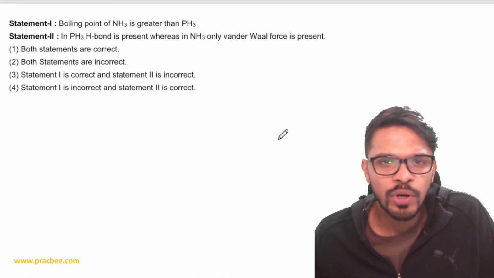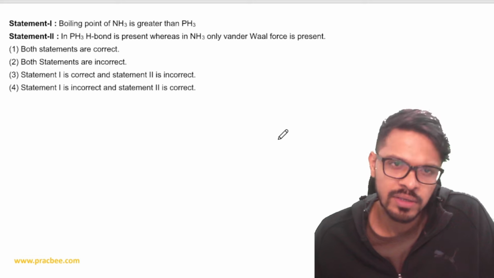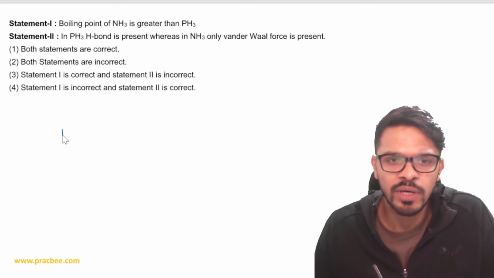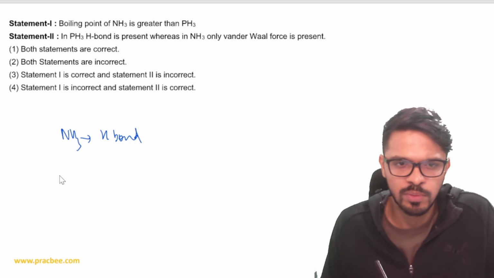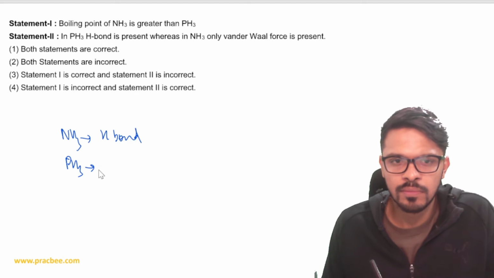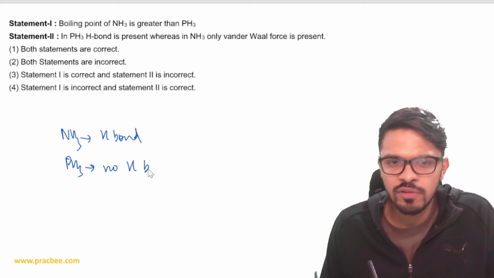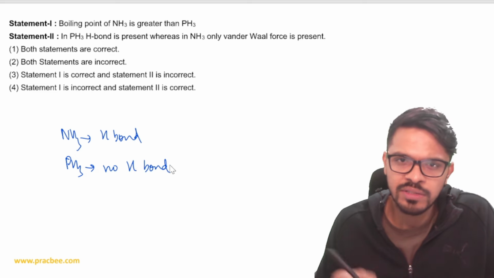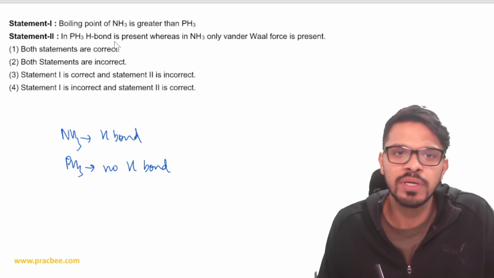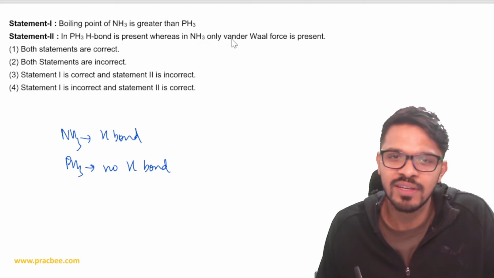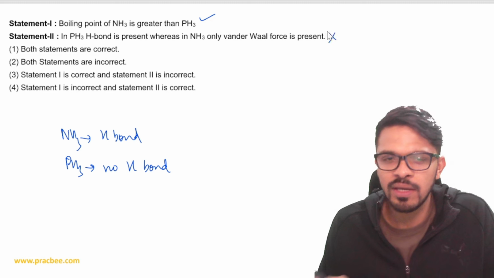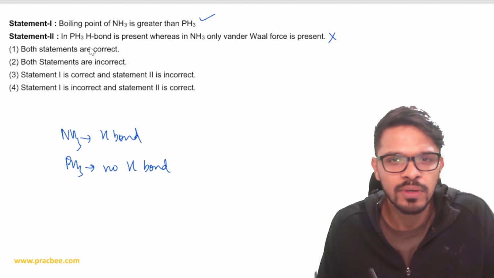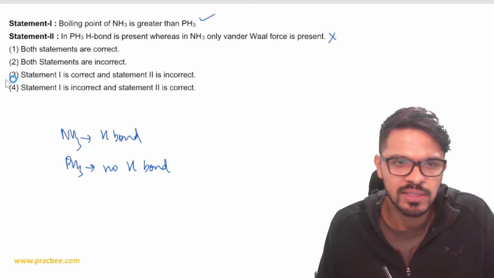Next, the boiling point of NH3 is greater than PH3. Yes, that is correct. If we talk about NH3, there is hydrogen bonding. In PH3, there is no hydrogen bonding. The forces of attraction are very poor. So in PH3, H bonding is present, whereas in NH3, only van der Waals force is present. This they have messed up, and actually the reverse is true. So the first is correct and the second is incorrect.